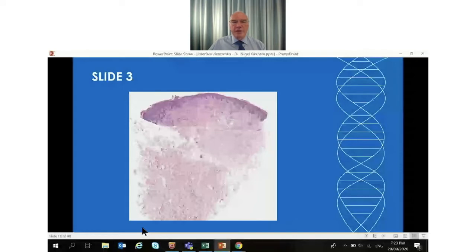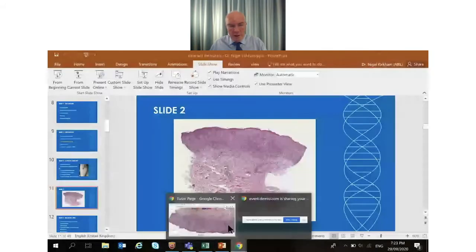38-year-old woman with long-standing skin rash. I'll show you that section.